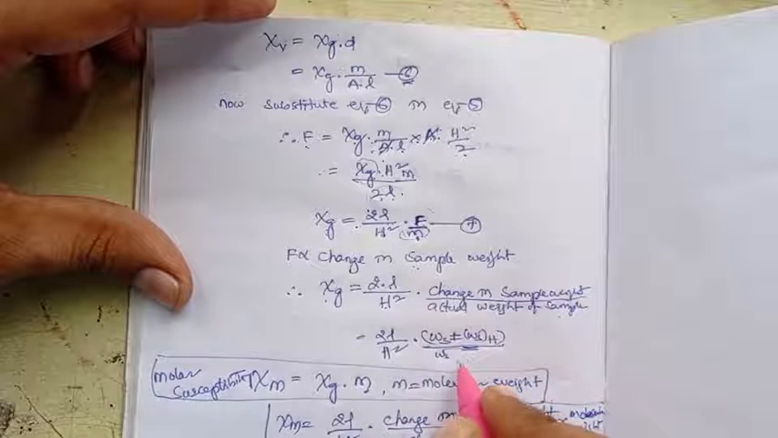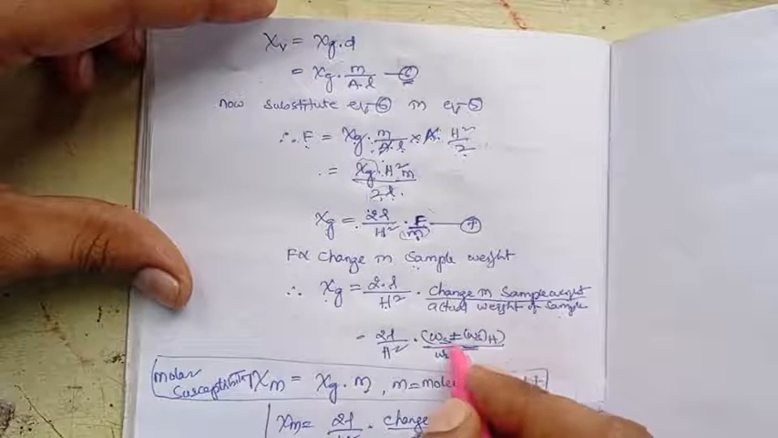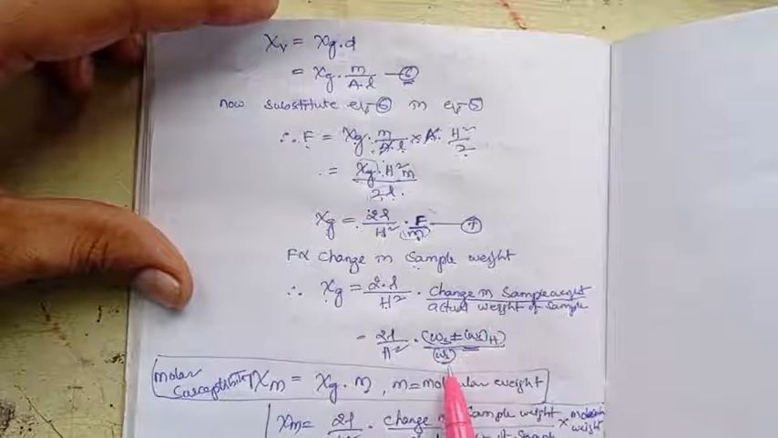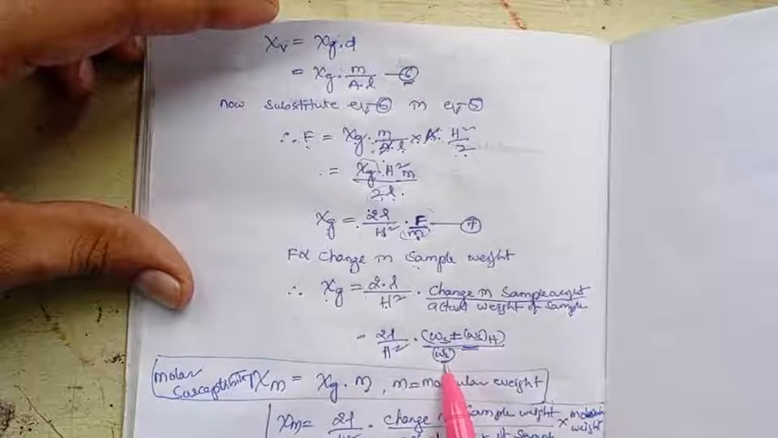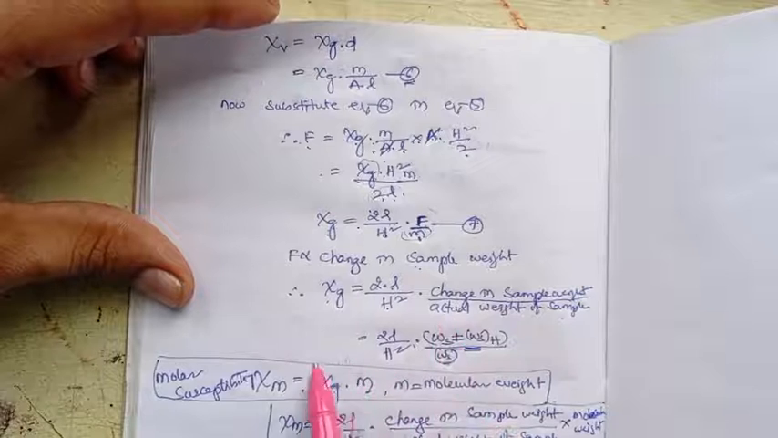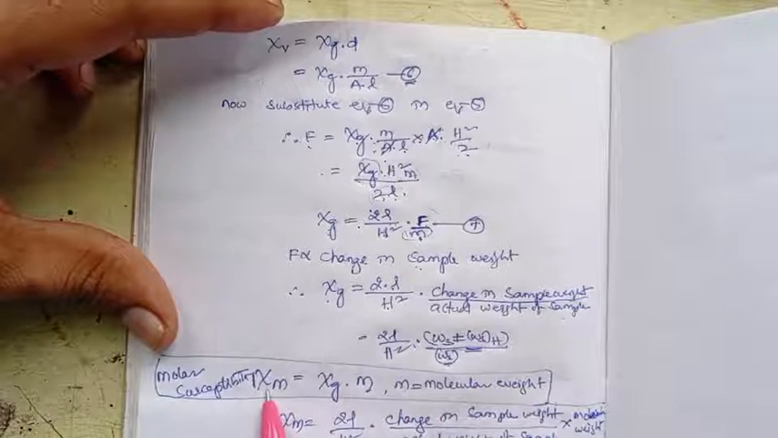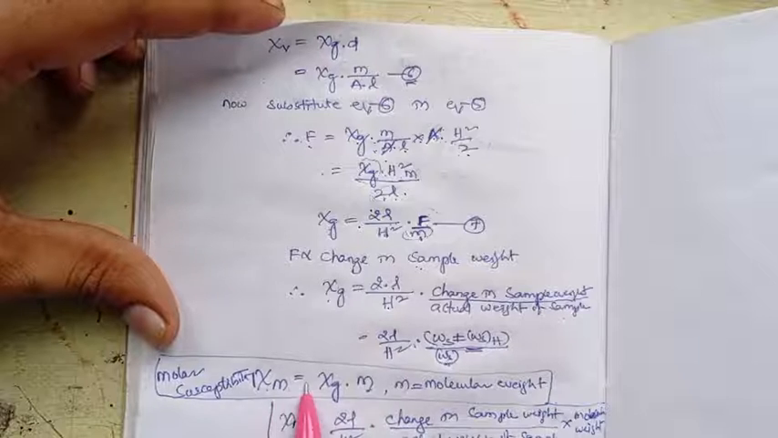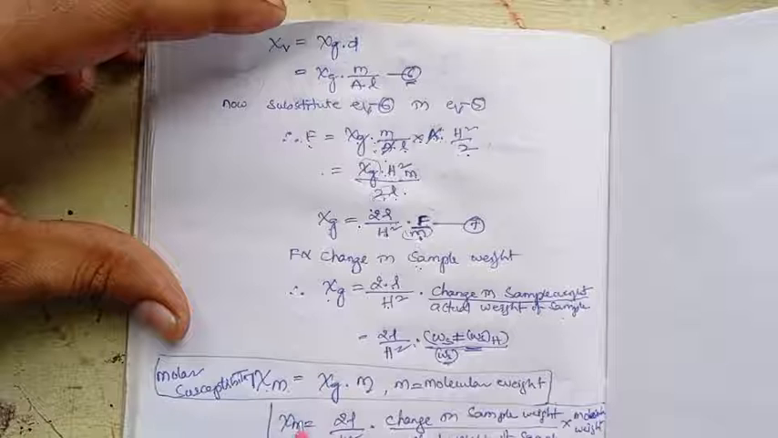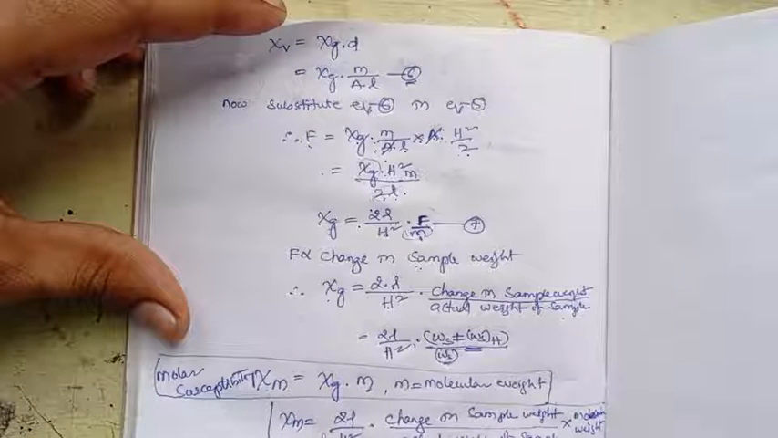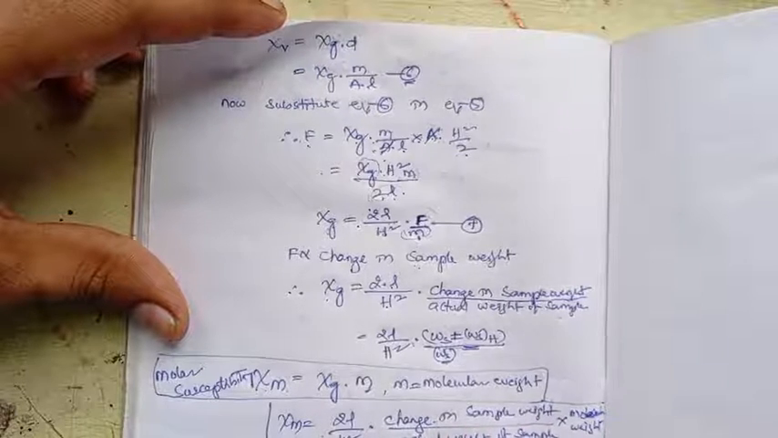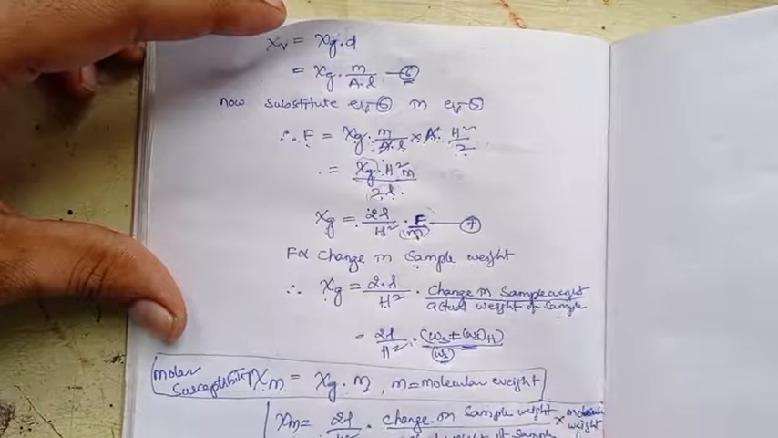Change in sample weight, this is with field, and the actual weight of the sample is the weight without field, Ws, right? This is the gram susceptibility. To convert gram susceptibility into molar susceptibility, the molar susceptibility is equal to gram susceptibility into M, the molecular weight. Then the molar susceptibility is equal to 2L by H square into change in sample weight by actual weight of the sample into molecular weight of the sample.